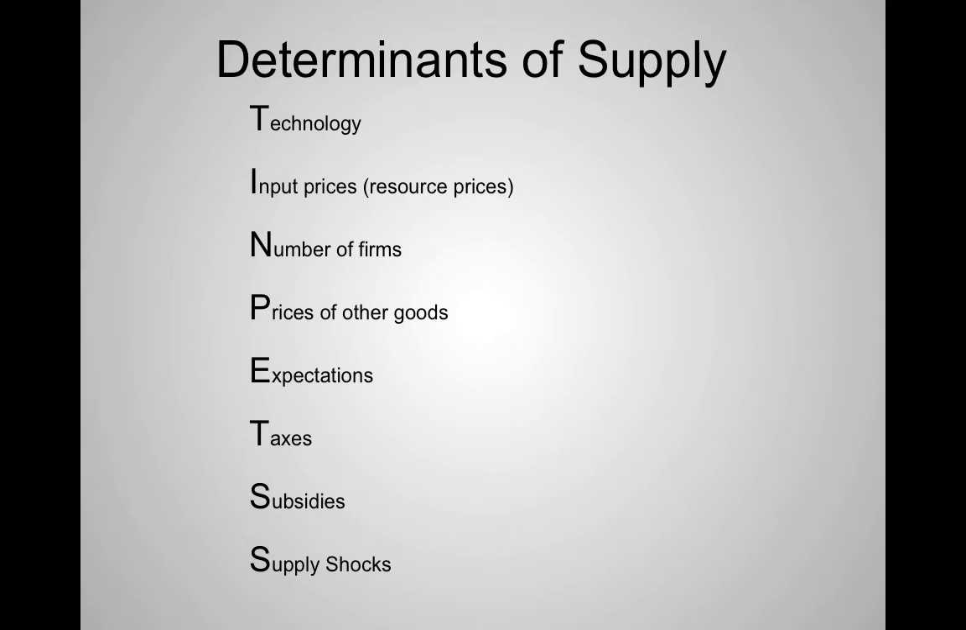Number of firms. This is very simple. The greater the number of firms, the greater the supply. Or, as the number of firms increases, the supply increases. So again, if we have an increasing number of firms, supply will shift to the right. If the number of firms decreases, supply will shift to the left.